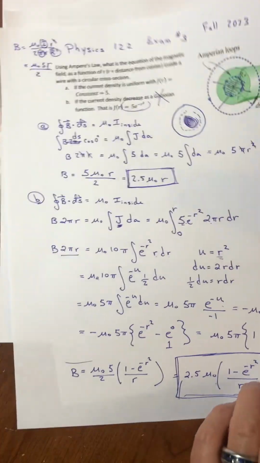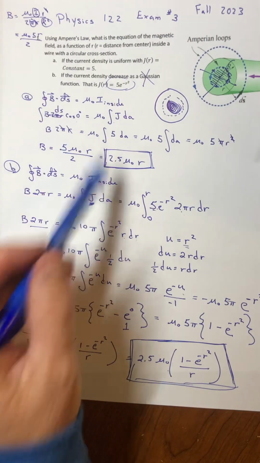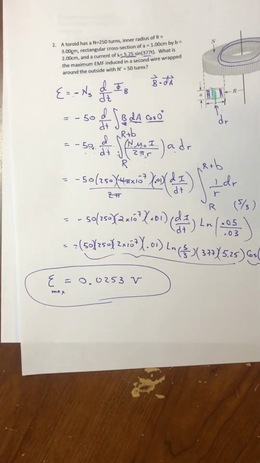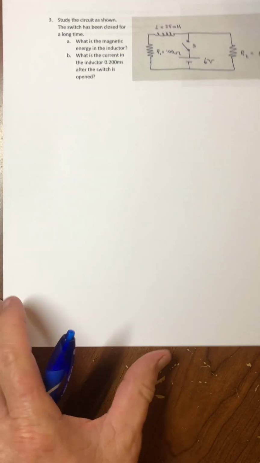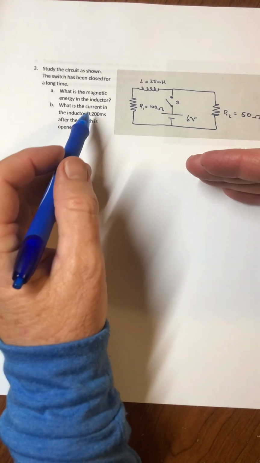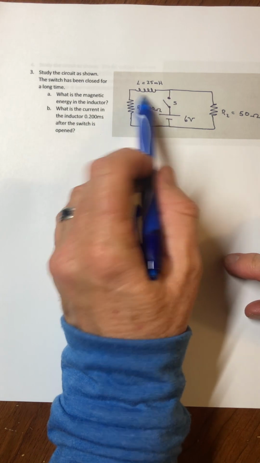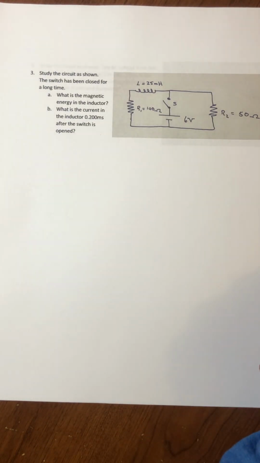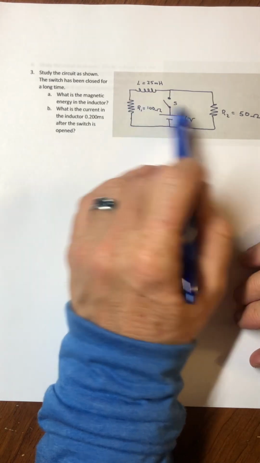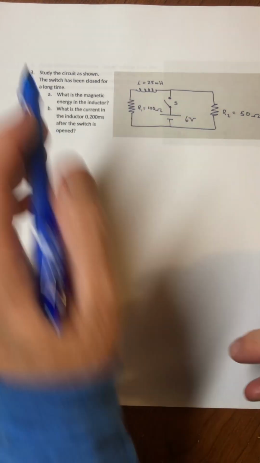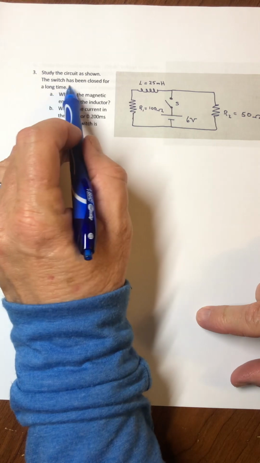So I guess this was Ampere's Law, chapter 30, Faraday's Law, 31, and not a surprise, chapter 32, which is DC circuits and inductors. So here we have an inductor. It looks like 2 resistors. Let's study this, because it says study the circuit as shown. Okay. The switch has been closed for a long time.